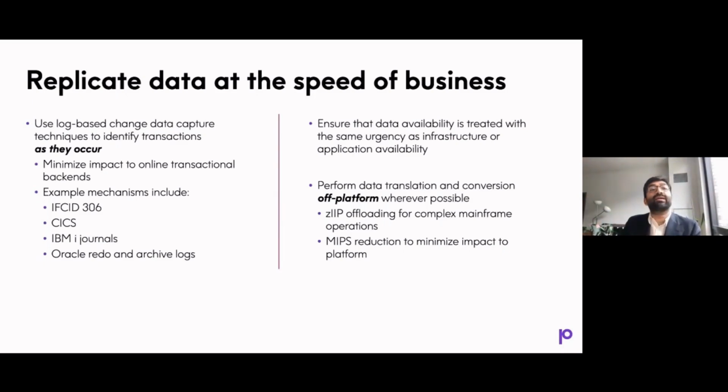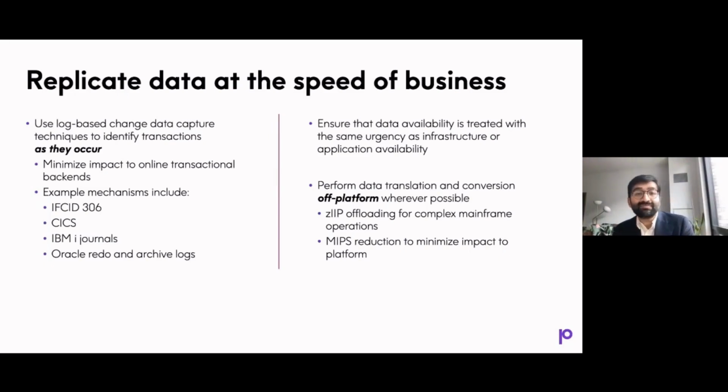What we suggest is using any sort of log-based change data capture technique to identify transactions as they occur or as they commit. Why? Well, number one, you're no longer doing full table scans if you're pulling over data in batches. You're not putting triggers on things, so you're minimizing the impact to your online transactional backends. This could manifest itself in a variety of different ways, be it a SID 306 interface on the mainframe, a CICS for a VSAM or IMS data set, journals if you're talking about the iSeries, redo archive logs within an Oracle-based environment. All these different environments have their own mechanisms, and it's best to leverage those where possible.